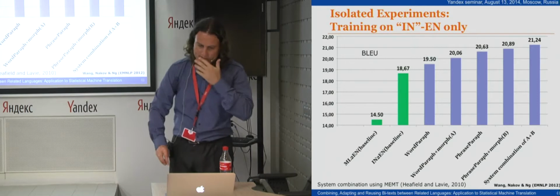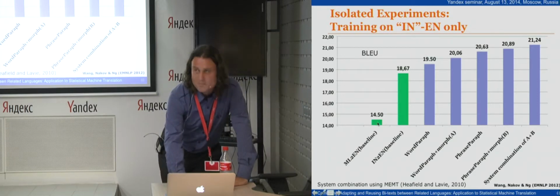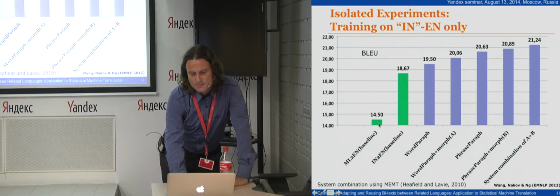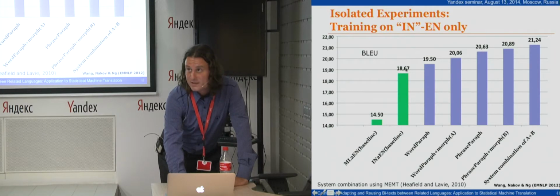So here are some results. Of course, Malay and Indonesian are very close languages. If you just train a system on Malay English data and test on Indonesian English, this is the BLEU score that you get. This is 10 times bigger than the Indonesian English data. If you train on Indonesian English and you test on Indonesian English, of course, you get higher BLEU.